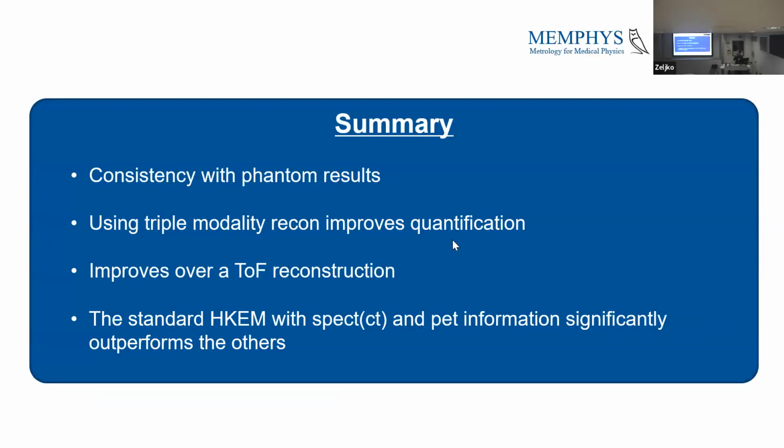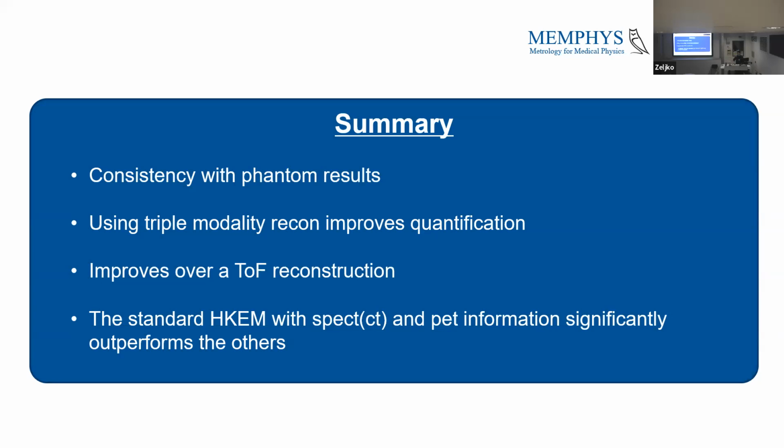So to summarize, we got quite a consistent result between phantom and patient. We did see improvement in using all three modalities of information, especially in the case when we only use PET and SPECT information. But I need to remind you that the SPECT information was reconstructed using CT information. And so this was better because we could reduce those artifacts that came from the CT.